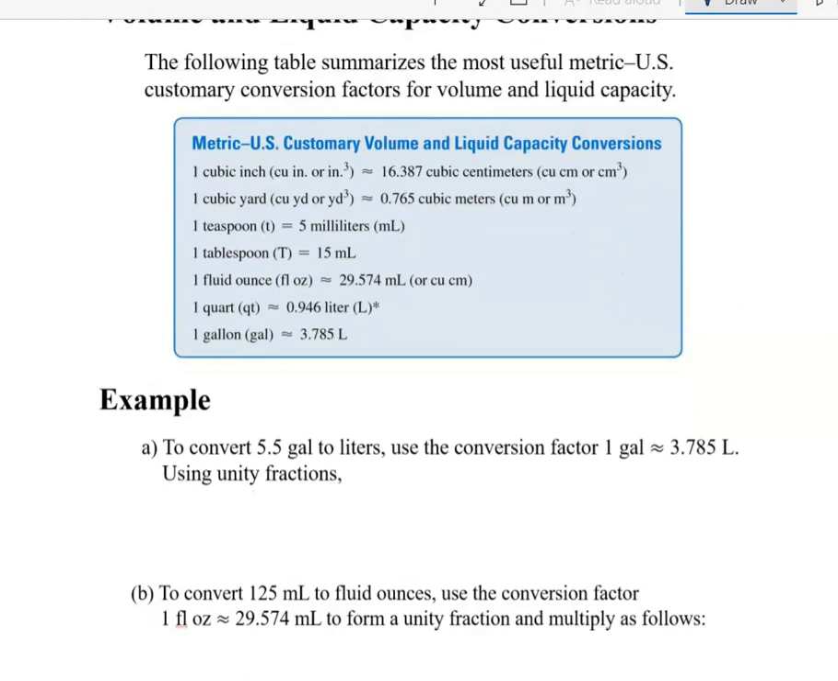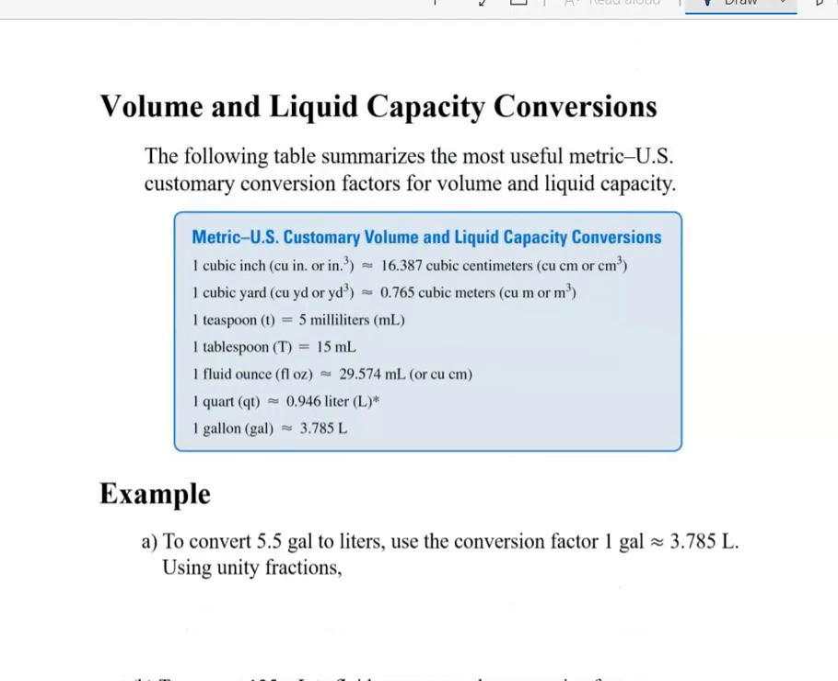So when we talk about volume, how much it's going to be to fill something up in liquid capacity conversions, we've got a lot of units here, conversions that we can look at. But the first problem is to convert 5.5 gallons to liters. It says that 1 gallon is 3.785 liters.